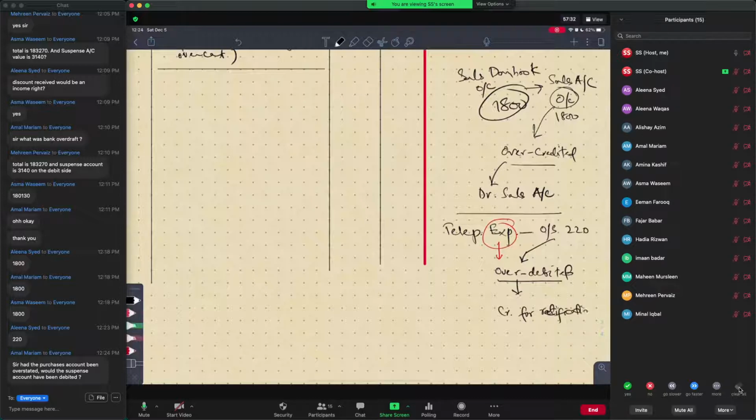Do you agree with this line of reasoning here? Give me a green check here. The telephone expense has been overstated by $220. And if that is the case, that means it was over debited by $220. And we will rectify this by crediting it. How do we know it's over debited? Because the nature of an expense is debit. So if it is overstated, it must have been over debited.